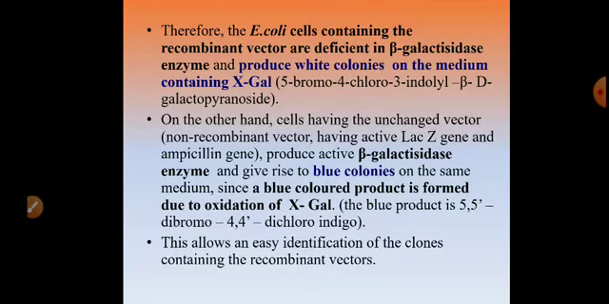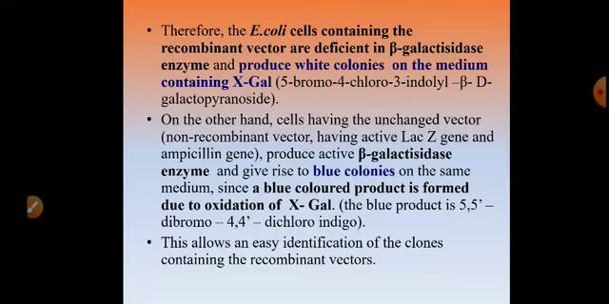What is the use of ampicillin? Ampicillin will help you in eliminating non-transformed cells. Now those E. coli cells which contain the recombinant vector will have deficient beta-galactosidase enzyme, and hence they will produce colorless colonies, white colored colonies on the medium which contains X-gal. X-gal is a dye, 5-bromo-4-chloro-3-indolyl-beta-D-galactopyranoside. So it's a dye.